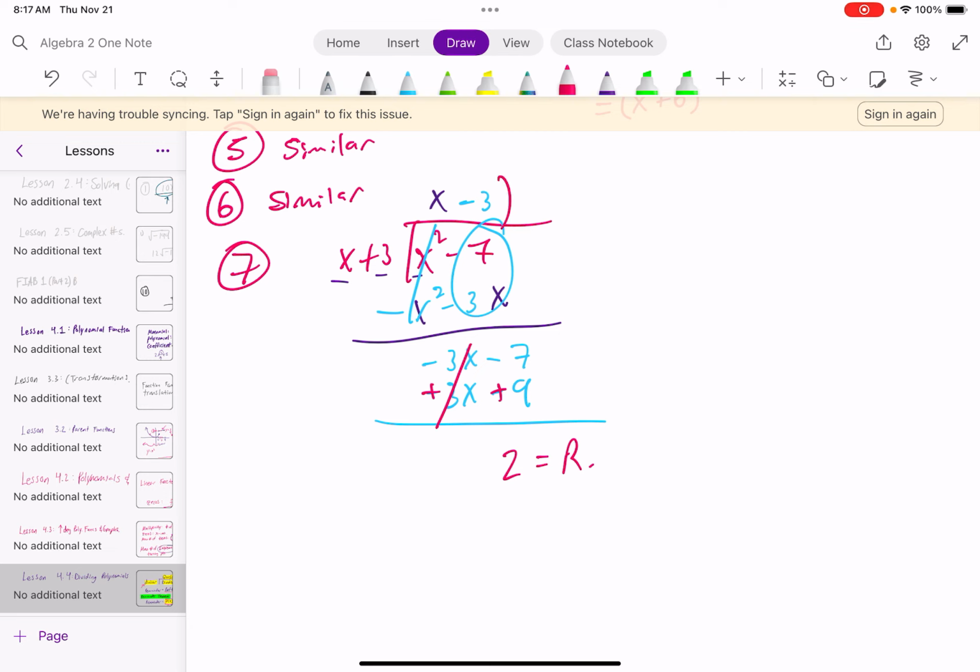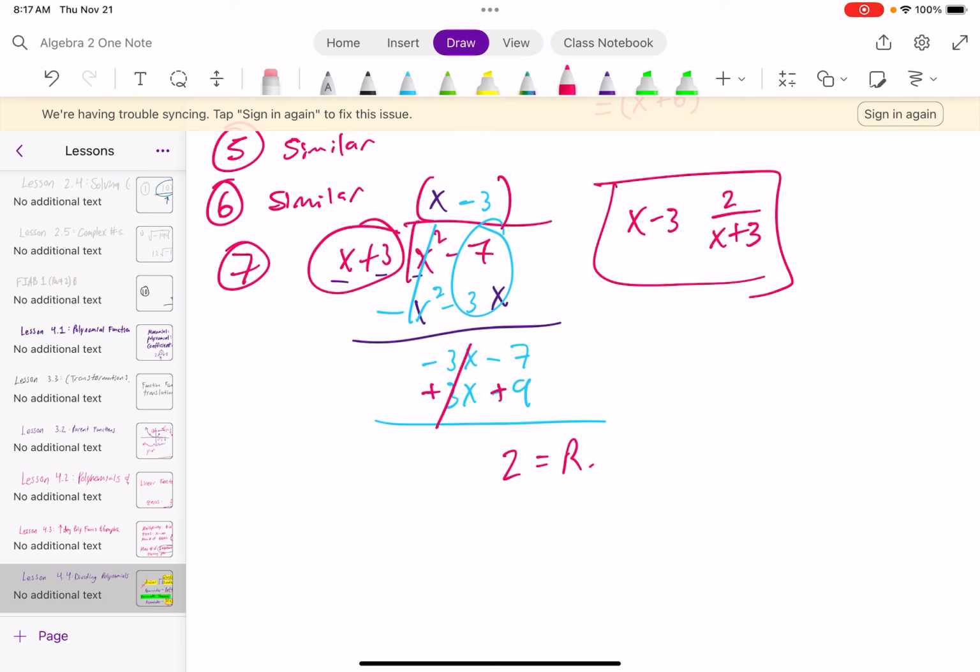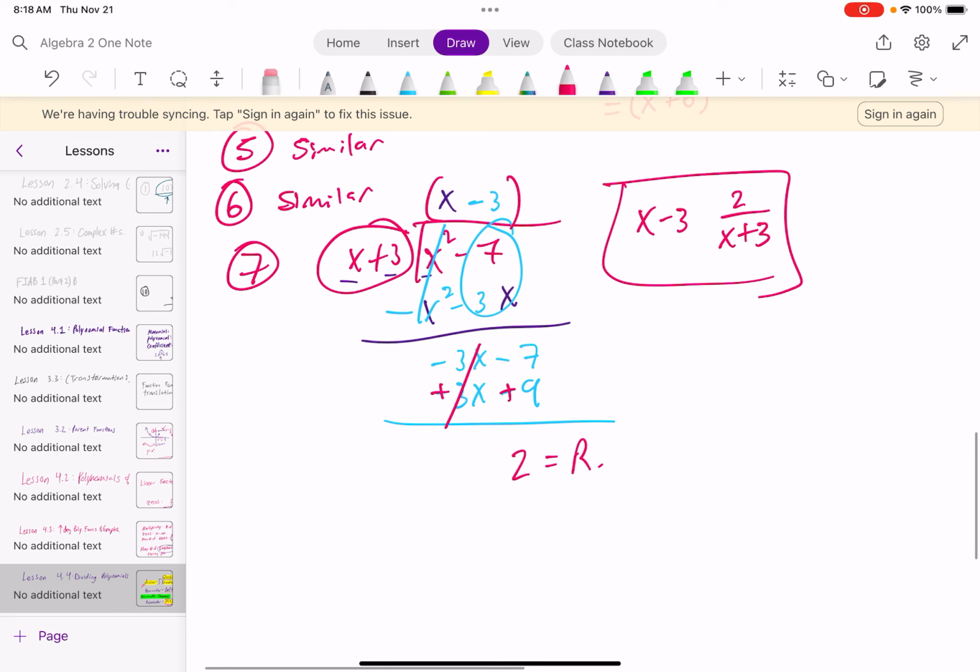How they write it, though, is x minus 3 is the quotient with a remainder of 2. And remember, what are we dividing by? X plus 3. This is the answer. Right? And that 2 was positive, so that is a plus.